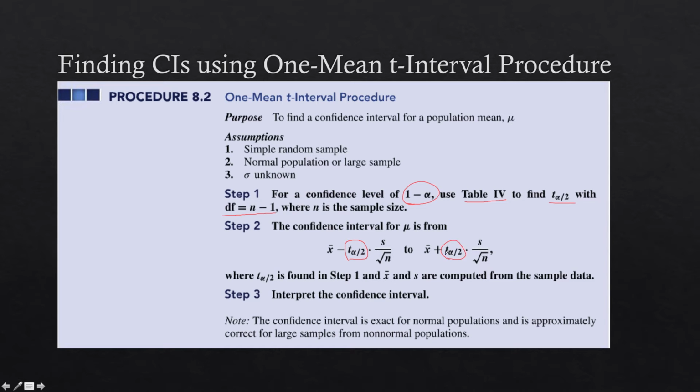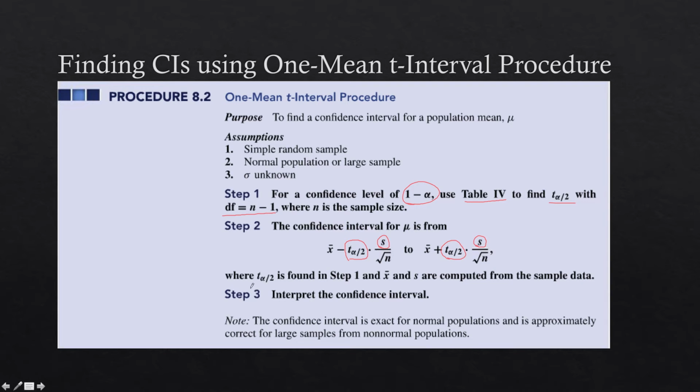With the z interval, remember it was z alpha divided by 2. With the z interval, we had the population standard deviation. Here we have the sample standard deviation. So you will have to find the sample standard deviation in order to plug it into this formula. So those are two areas that differ in this formula. This is the difference in this part of the formula.